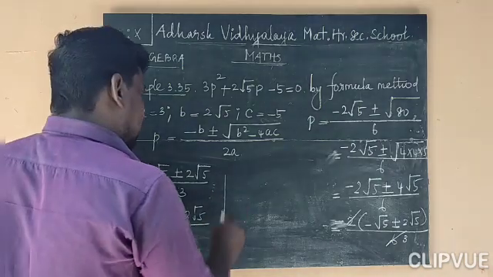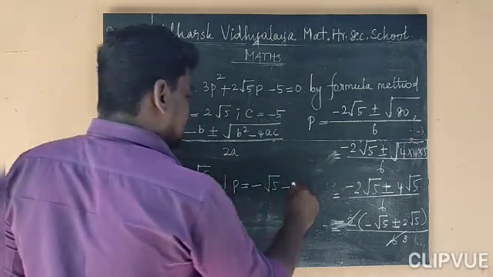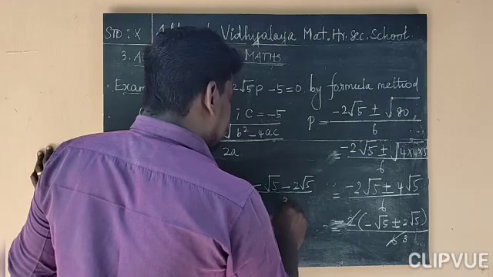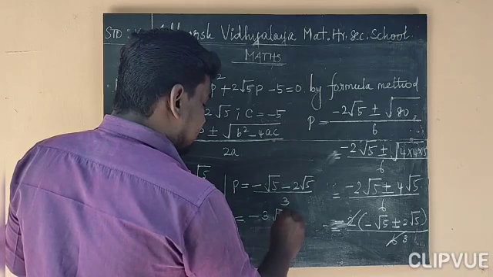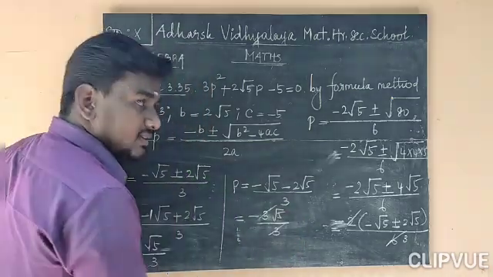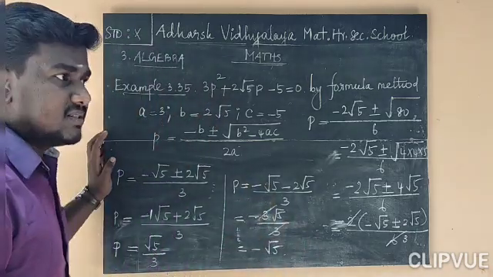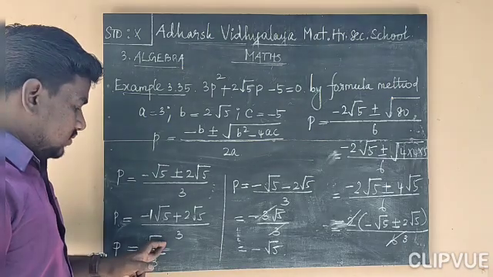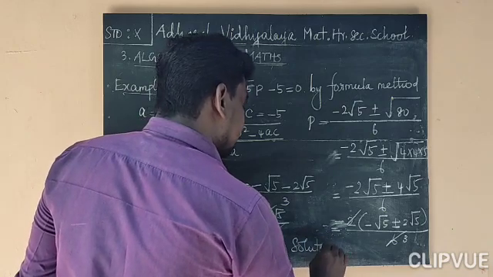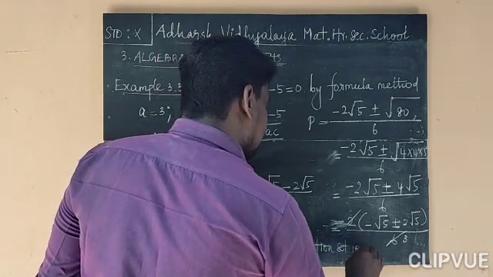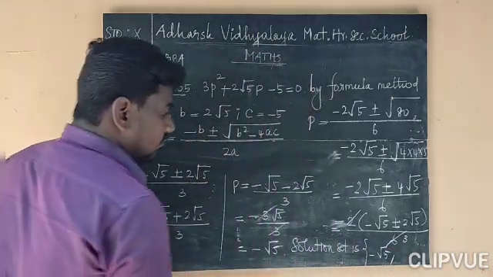p value. One more value, p is equal to minus root 5 minus 2 root 5 divided by 3. So same sign, you can add them. So minus 3 root 5 divided by 3, it will be cancelled. So what do we get? Minus root 5. So the required solution set are root 5 by 3 and minus root 5. Solution set is one is minus root 5, another one is root 5 by 3.